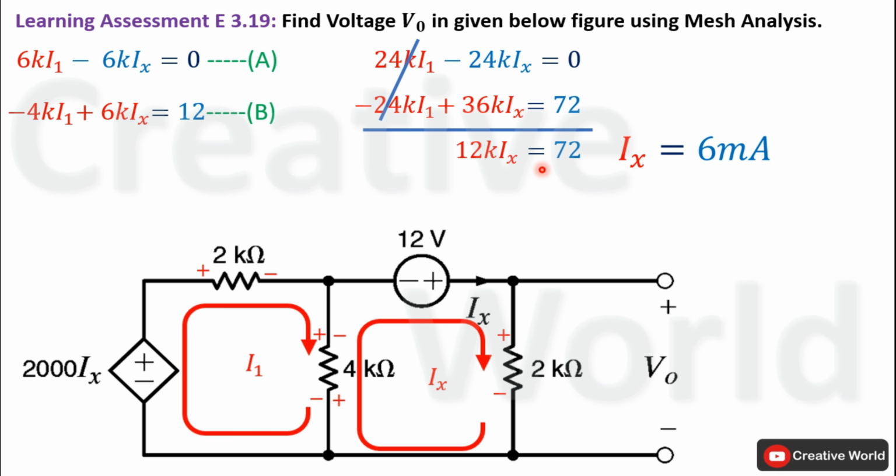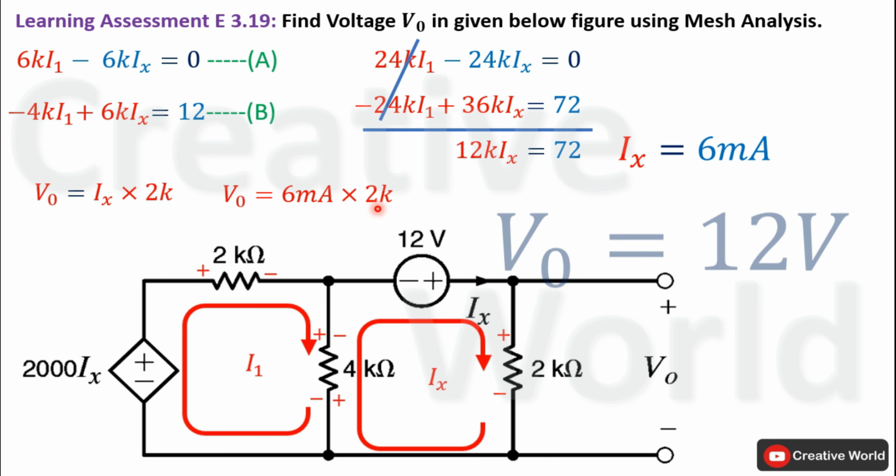After calculating the value of current Ix, we are able to calculate voltage across this 2 kilo ohm resistance that is labeled as V0. So V0 is equal to the product of current Ix and 2 kilo ohm. Replace Ix with its value, that is 6 milliampere, and take the product of 6 milliampere and 2 kilo ohm. So the value of V0 will become 12 volt.